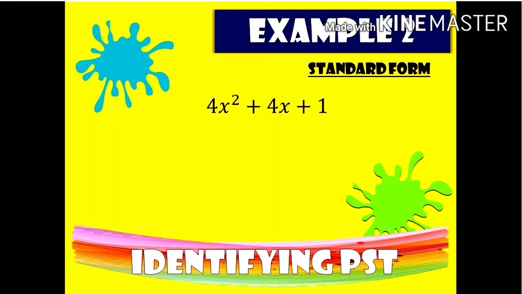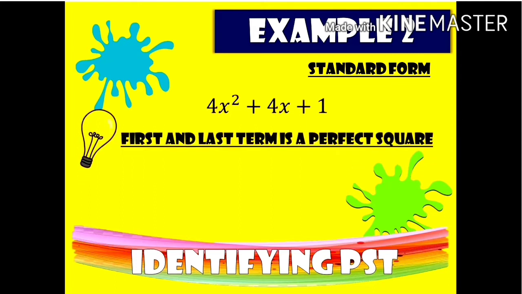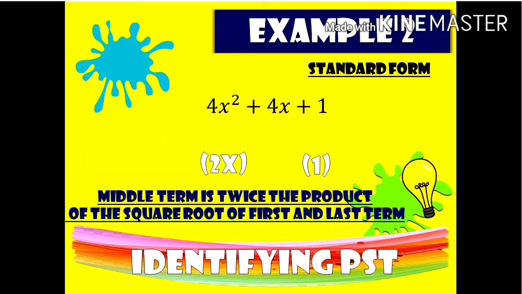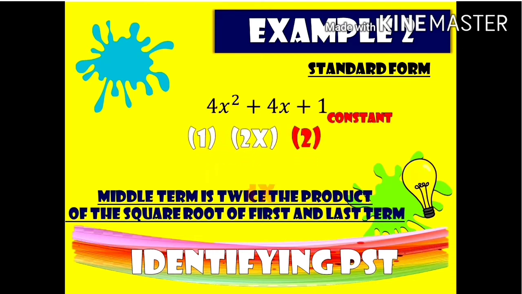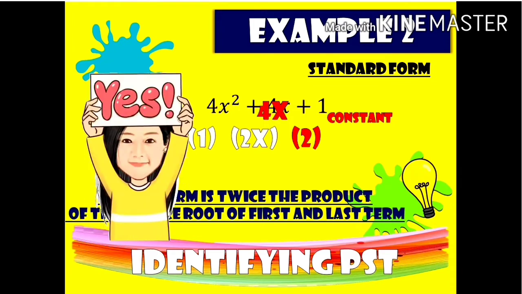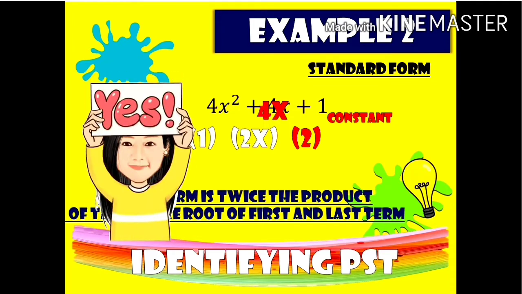4x squared plus 4x plus 1. Is this a PST? So, take a look at the first term and last term. What is the square root of 4x squared? That is 2x. And the square root of 1 is 1. The middle term should be twice the product of the square root of the first and last term. So, we are going to multiply 1 times 2x times 2, which is our constant, and that is equal to 4x, which is our middle term. Therefore, this is an example of perfect square trinomial.